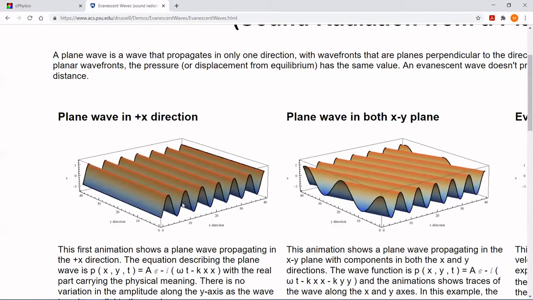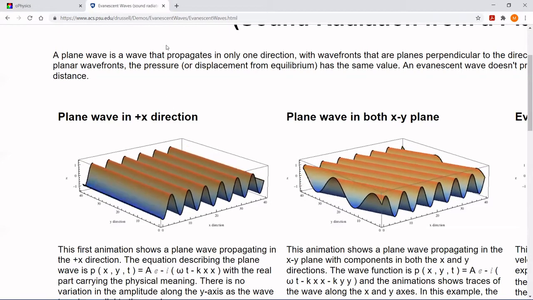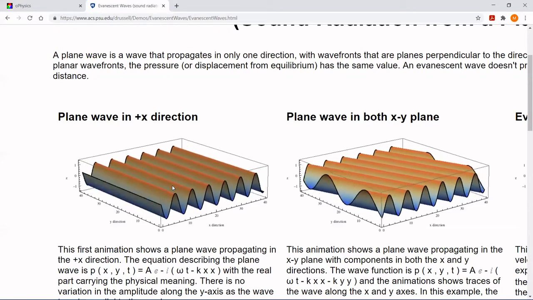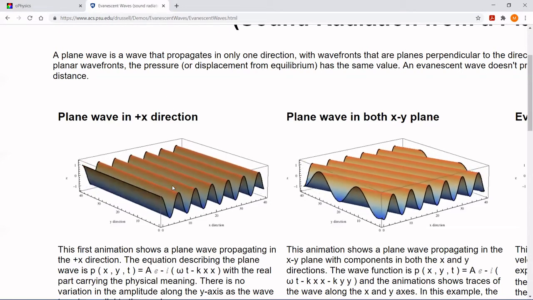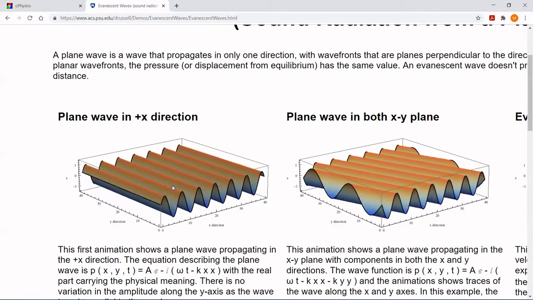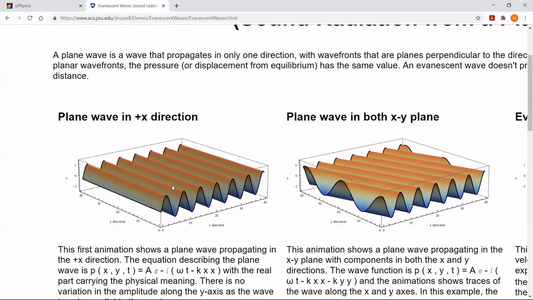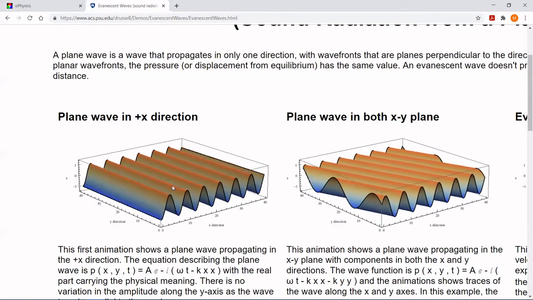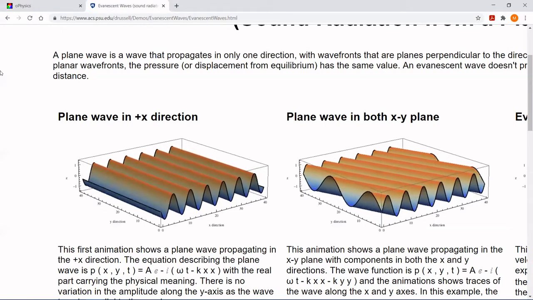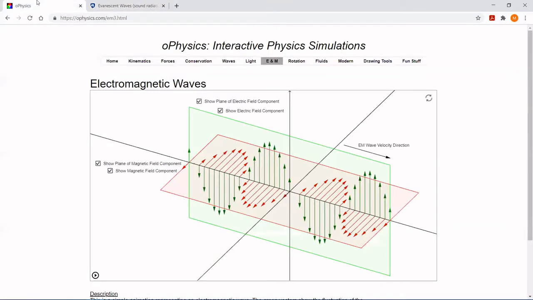What it doesn't show you is the fact that if you go straight up, then the wave has the same value at every point along that line as well. It's actually kind of difficult to describe a plane wave because I haven't found any animation yet on the web that really makes it easy to see.